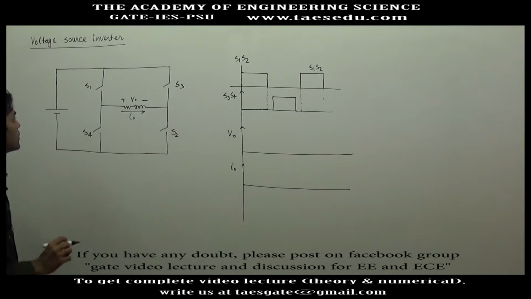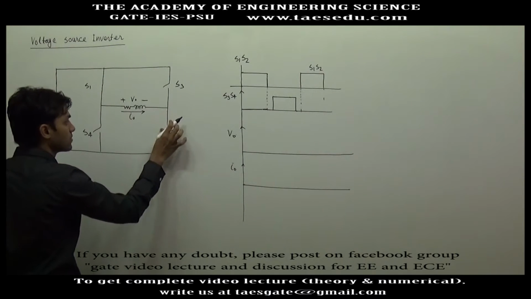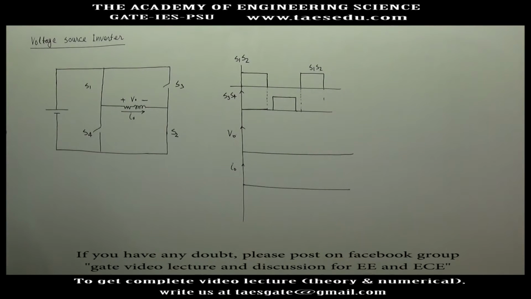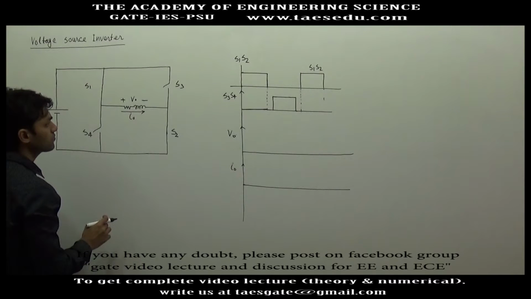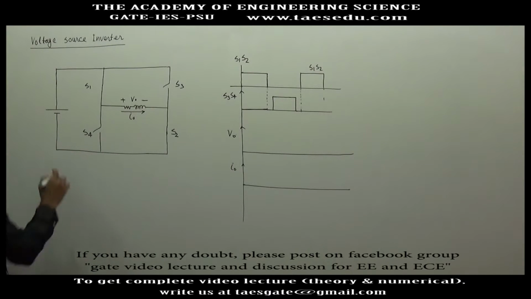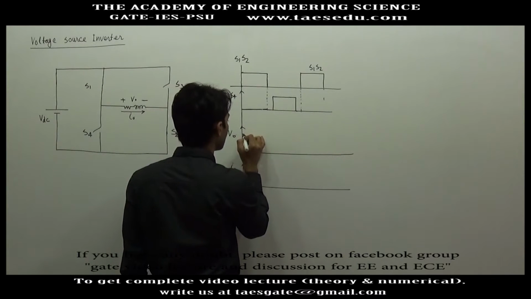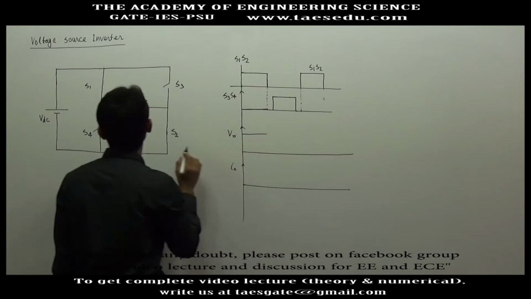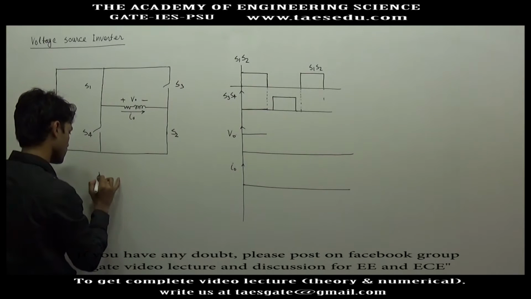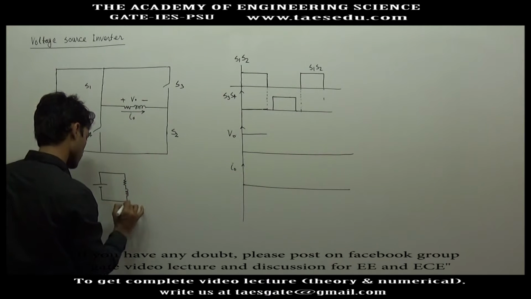Okay. So to start, let us consider switches S1 and S2 are connected. If these switches are conducting, what will happen? If you move in this loop, the output voltage will certainly be VDC. So the same voltage will be applied across the RL load. Across the RL load, you will have a voltage of VDC.